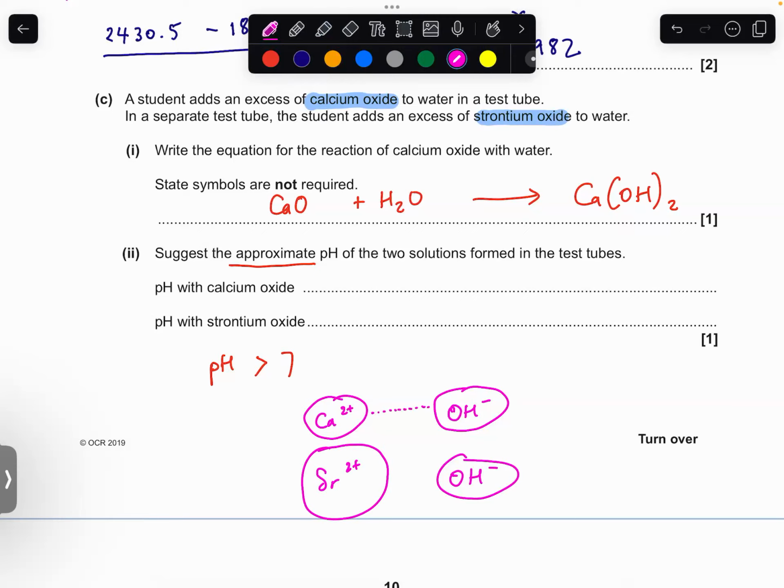Why is that? Because strontium has a lower charge density. You have the same charge spread over a larger volume. That's why. So the attraction to the hydroxide ions will be less, meaning it will dissolve more easily, meaning the pH will be a lot greater. So if we call this 13.5, for example, calcium oxide will need to be a bit less than that. We could call that 12.5 because calcium hydroxide, oh sorry, we're talking about the oxides.